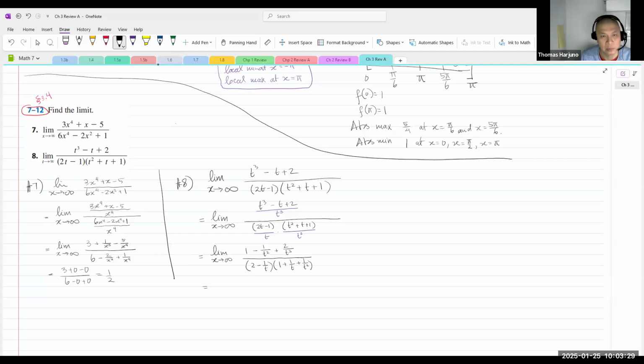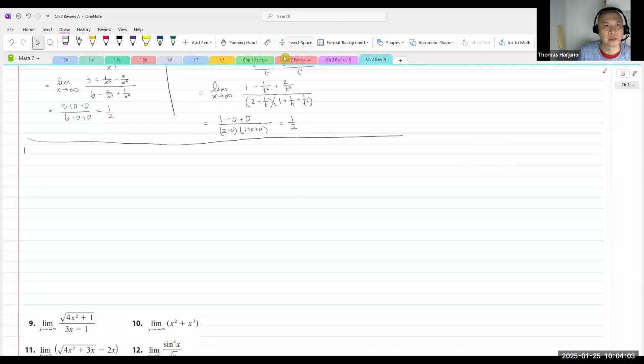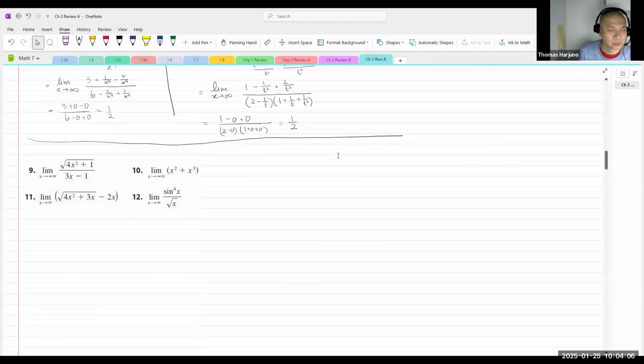Then from here we plug in the infinity: 1 minus 0 plus 0 over 2 minus 0 times 1 plus 0 plus 0. Is it right? That will be 1/2 again. Oh yeah, that's right, because the leading coefficient on the top is 1, and the leading coefficient at the bottom is 2. So yeah, we did expect that. Nothing really new. Now, number 7 and 8 are both rational functions. Let's see next. Number 9.